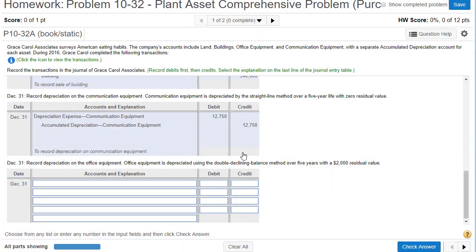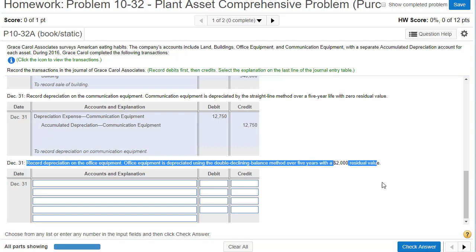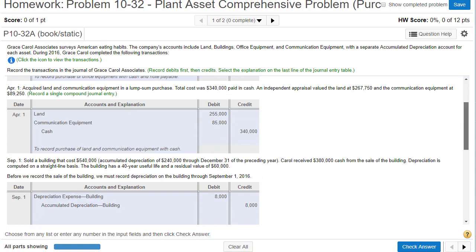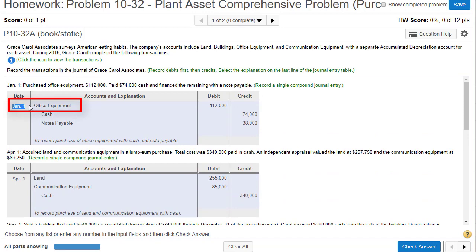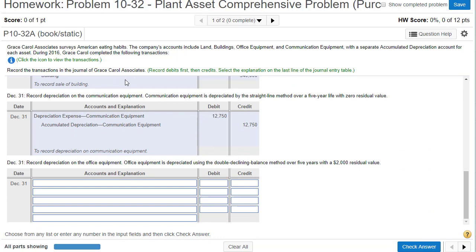And the last thing we need to do is we need to record depreciation on the office equipment. Office equipment is depreciated using the double declining balance method over 5 years with a $2,000 residual value. Now we need to figure out, well, when did we purchase this office equipment? We purchased it January 1, so we're going to record a full year of depreciation. And the depreciation method we're using is double declining balance.